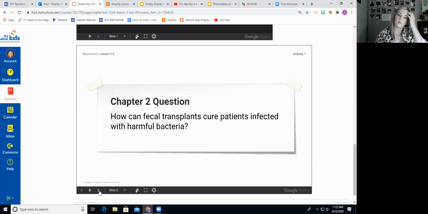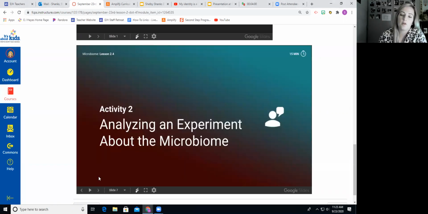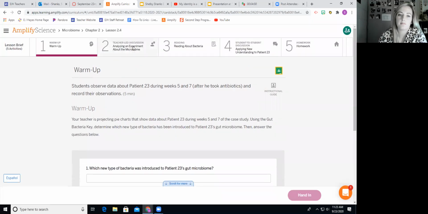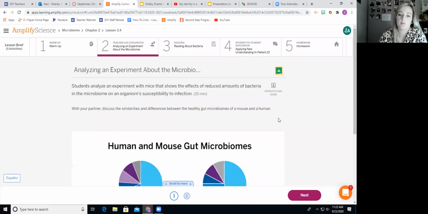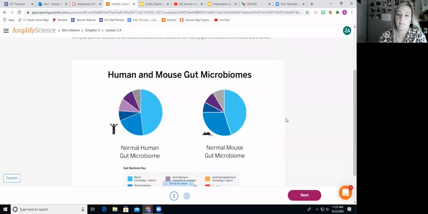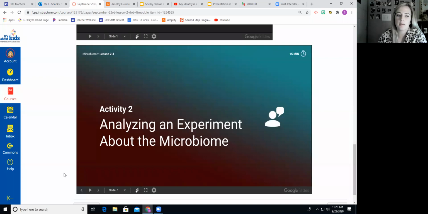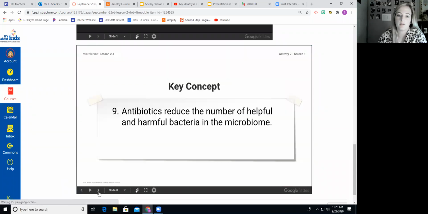So let's go back to our question 2. This is what we're going to try to answer by the end of today. How can fecal transplants cure patients infected with harmful bacteria? So let's go into Amplify. You can go ahead, go into tab 2. All right. Go ahead, go into tab 2. We're going to be looking at mice and their gut microbiomes, okay?